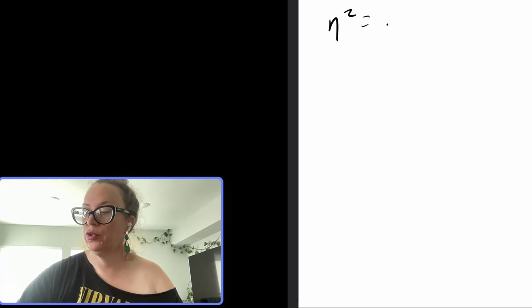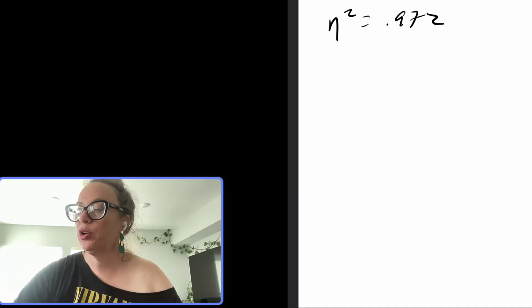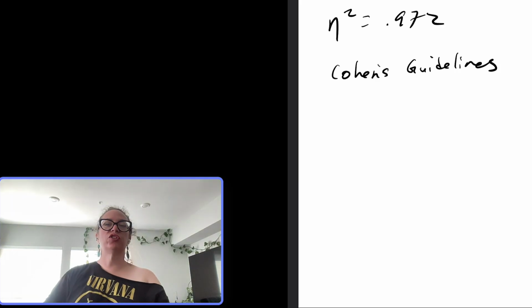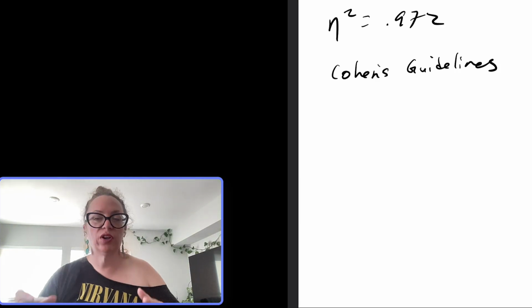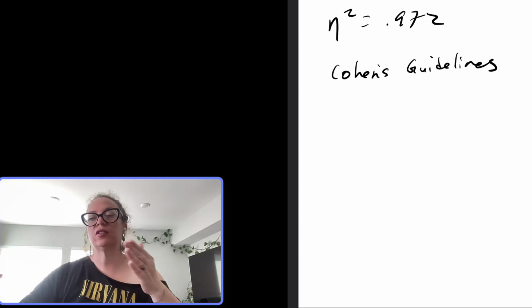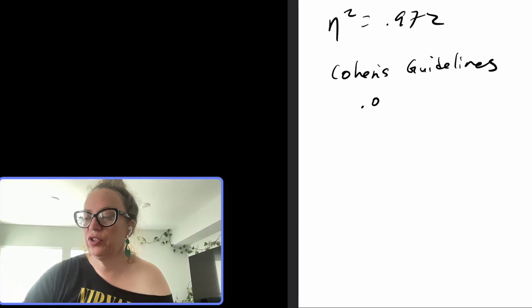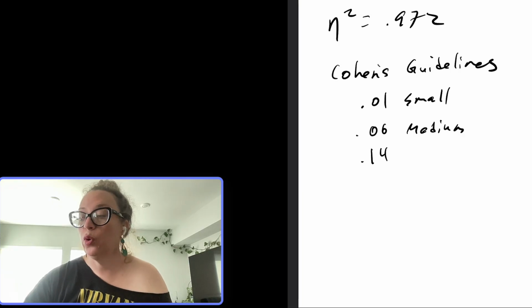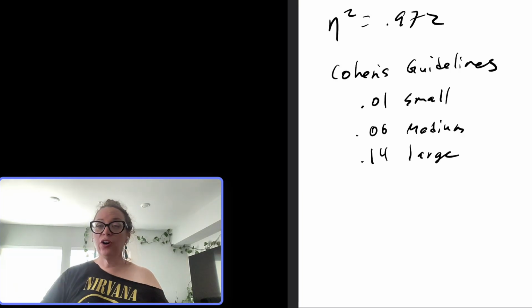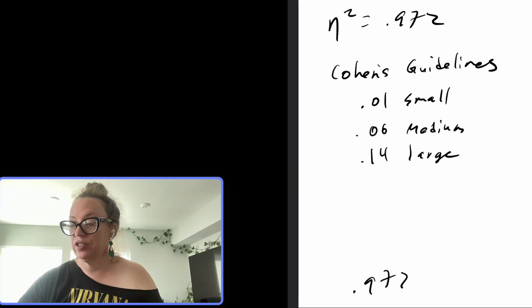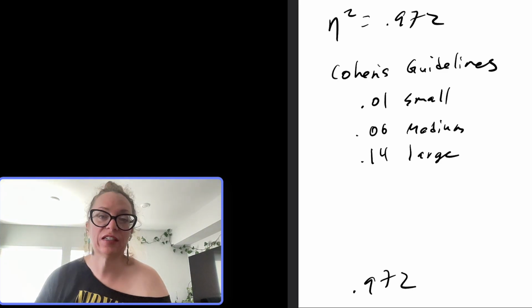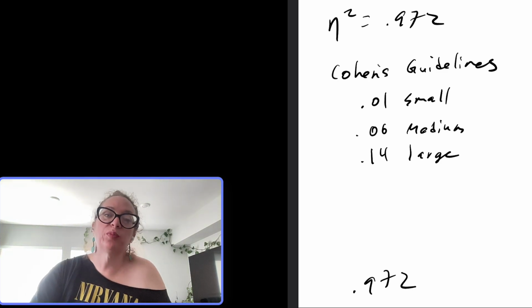Eta squared equals 0.972. Now we remember Cohen's guidelines. All this is simply saying that an eta squared of such a number means it's a small relationship, a strong one, whatever. It's just a guideline. Cohen said that 0.01 is small, 0.06 is medium, 0.14 is large. Ours is way down here at 0.972. There's no category for that. It's simply overwhelming.